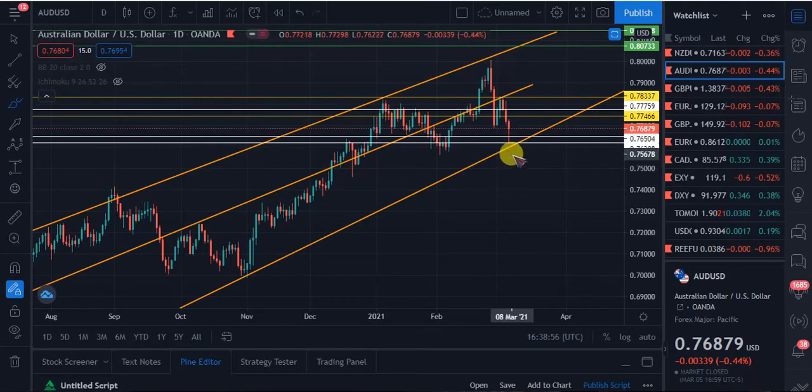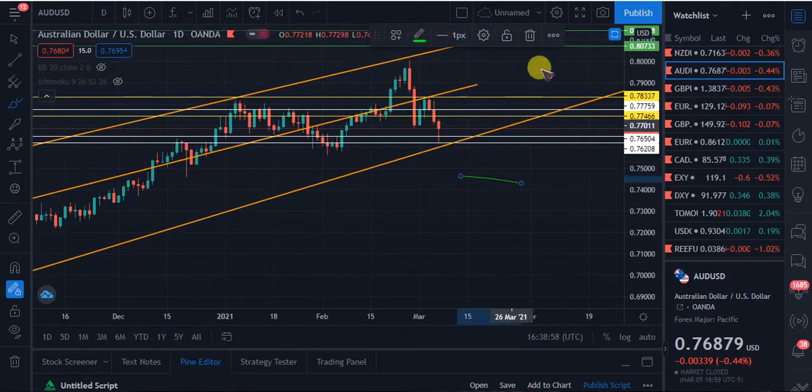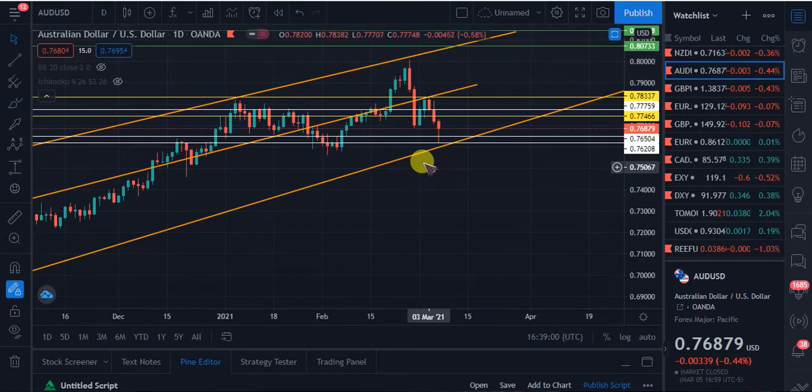But I'm more on a buy trade this coming week than a sell trade on AUD, unless it breaks this particular trend line, then you can have a sell trade.